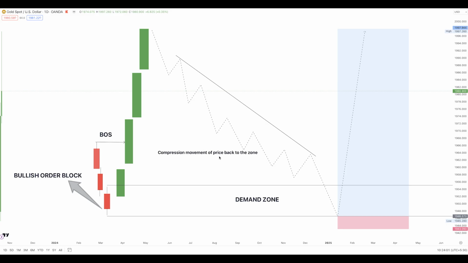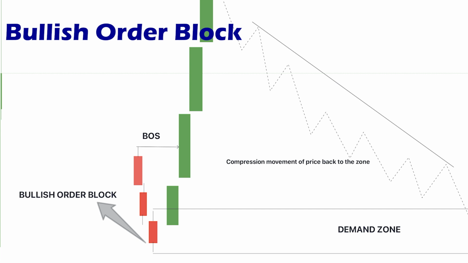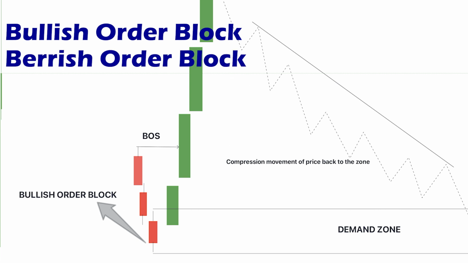Alright, so what I said was that an order block is the last candle that was formed before an explosive move which has broken a structure, or the last candle that was formed before an aggressive move to either the upside or the downside that has broken a structure. So in this diagram, this point is a bullish order block. Like I said, we have two types of order blocks. We have the bullish order block and we also have the bearish order block.